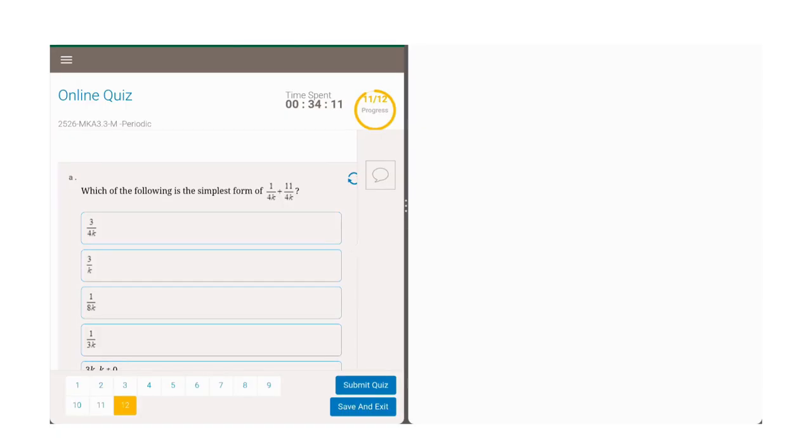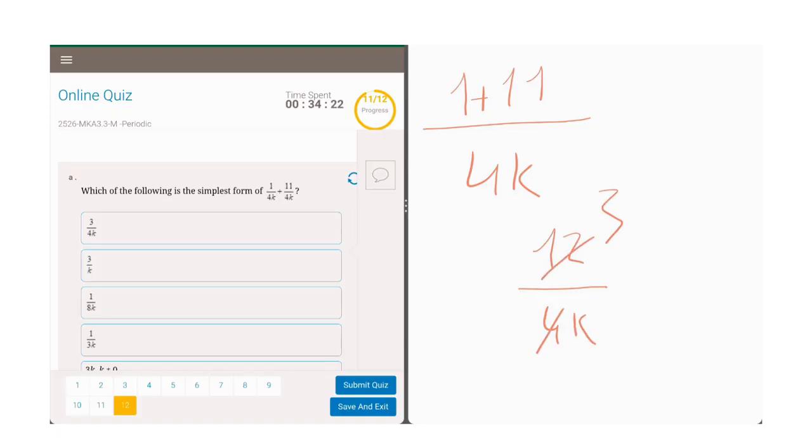Now we have to find the simplest form. Since the denominator is the same, you can immediately write it like this: 1 plus 11 all over 4k. So 12 over 4k. Cancel out 4 and 12, so 3 and 1, and we'll just have 3 over k.